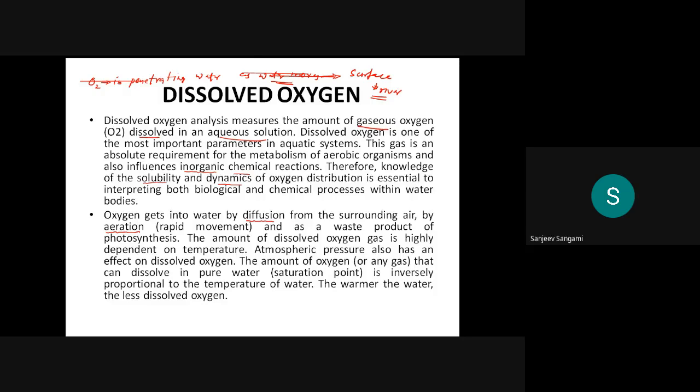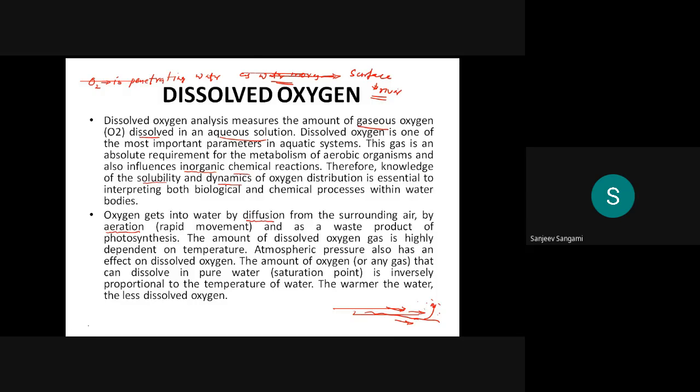So how exactly is this aeration going to happen? Assume that the river is flowing like this. As it moves from this direction to this direction, whatever the layer, it will come in contact with the atmospheric oxygen. When it comes in contact with the atmospheric oxygen, then automatically the dissolution is going to happen. That's what we can call diffusion.